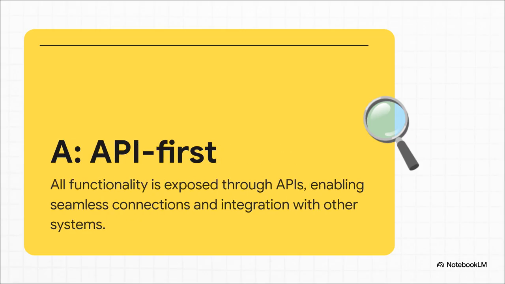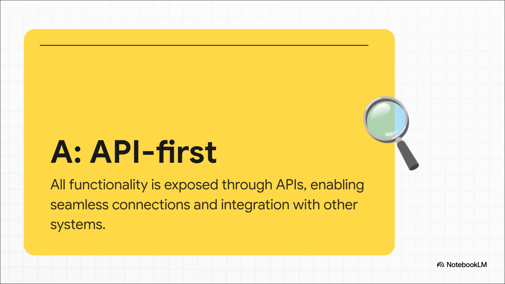Next, we've got A for API first. Now, an API, or application programming interface, think of it like a universal translator or a plug adapter. In a MACH world, every single one of those microservices we just talked about is designed from day one to communicate with other services through these APIs. This makes it super easy to, say, plug in a new payment system or connect to some cool new marketing tool you found.